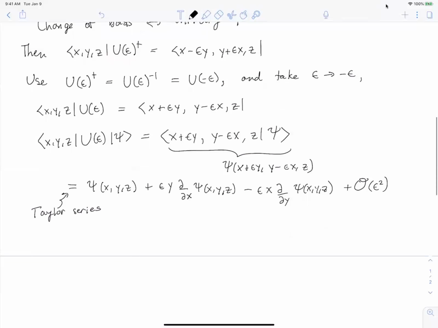Okay, and now we can use the fact that when you're in the position representation, we can relate these partial derivatives to operators. So in the position representation, a partial derivative with respect to x represents i over h bar times the operator p sub x. And similarly for the partial derivative with respect to y.